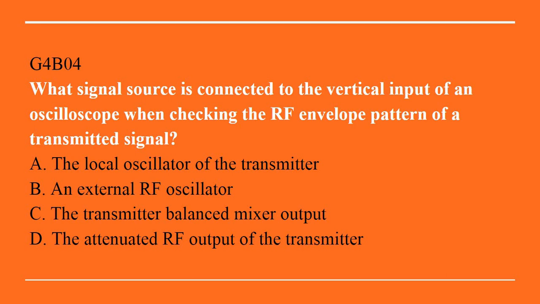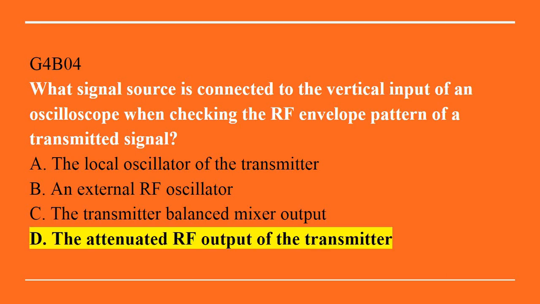G4B04. What signal source is connected to the vertical input of an oscilloscope when checking the RF envelope pattern of a transmitted signal? A. The local oscillator of the transmitter. B. An external RF oscillator. C. The transmitter balanced mixer output. Or D. The attenuated RF output of the transmitter. Answer is D, the attenuated RF output of the transmitter.